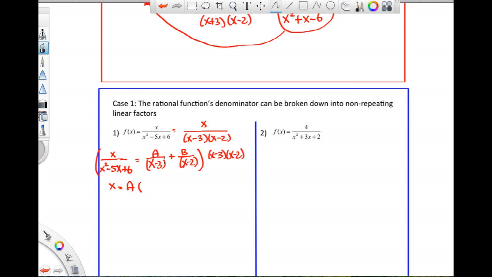For the A, the x minus 3 cancels the x minus 3, so I'll have an x minus 2 left as a factor. And for the B, the x minus 2 cancels here, so I get an x minus 3 for that. And I'm going to distribute.